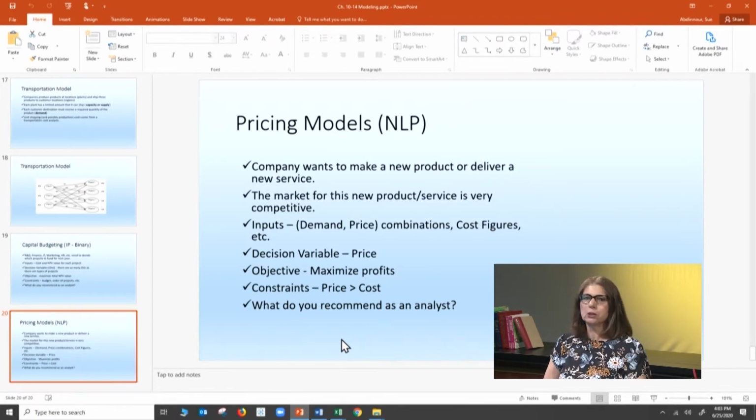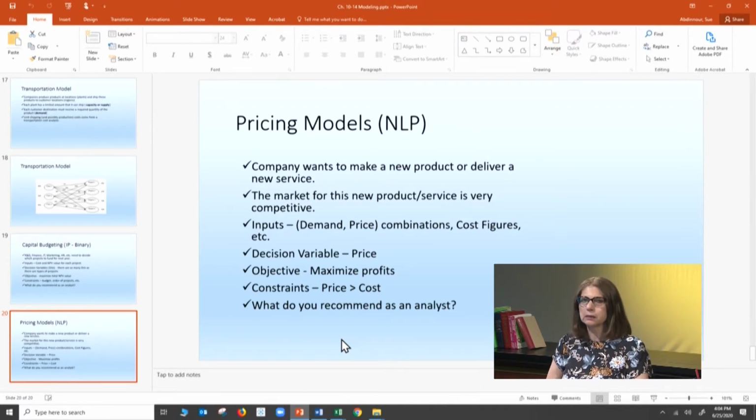There are other things you can do to improve the solution, but it's still far better than trying to guess it, or there isn't even a graphical way to find the optimal solution unless you just have two variables. The model I chose is called the pricing model because that's a very common business problem. You're coming up with a new product or service, and there is competition. How much should you price it? What's the price tag on it?